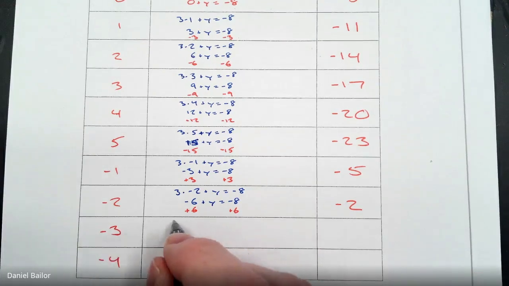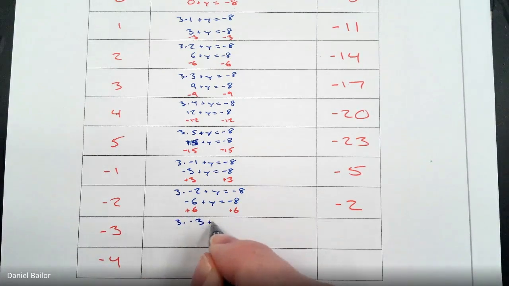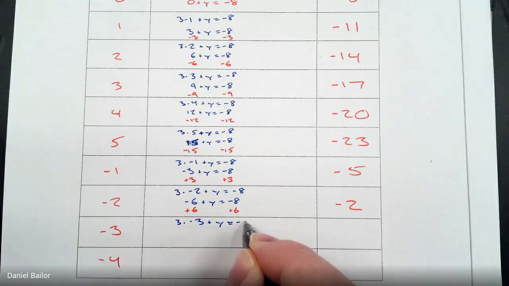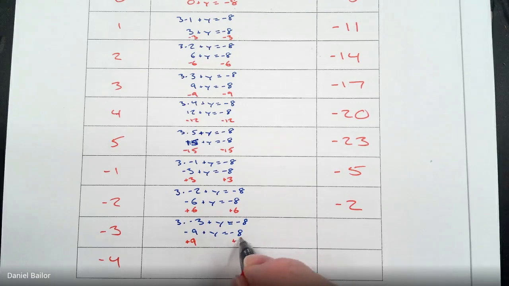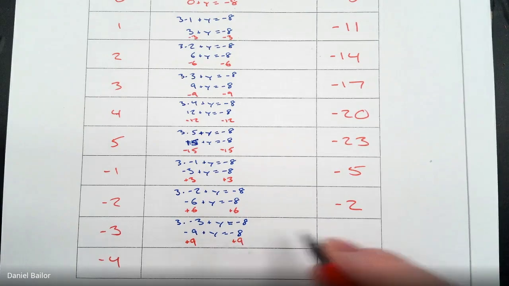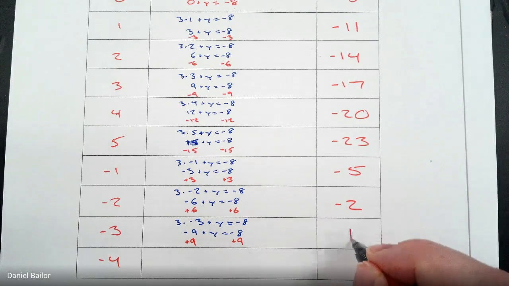X is -3. So we do 3 times -3 plus y equals -8. That's -9 plus y equals -8. Addition property of equality to make the 9 turn into a 0. We do it to both sides. So this time -8 plus 9, y is going to be 1.